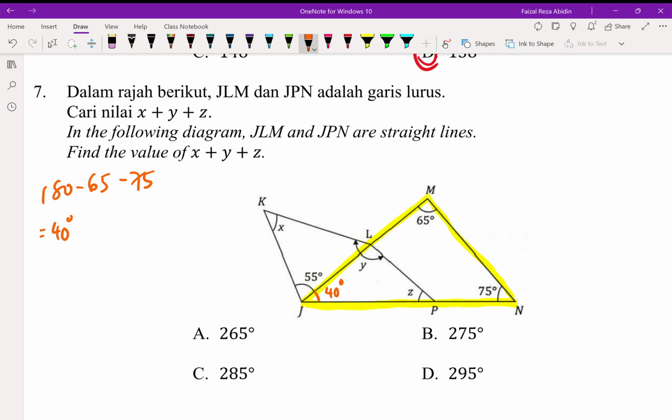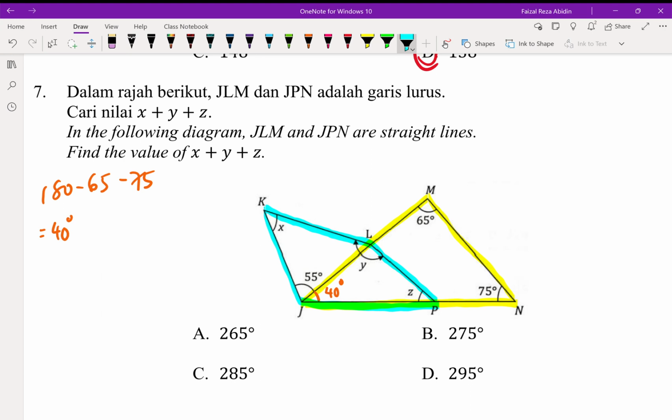So if 40 is going to be there, what am I going to take? Because the question is not asking for the value of x, the value of y, or the value of z separately, I'm going to take straight away this one. What did you have? What shape is that, the blue one? Trapezium. Quadrilateral.